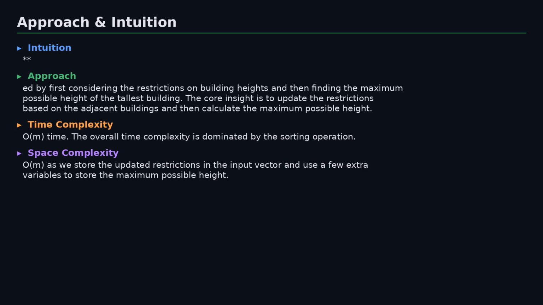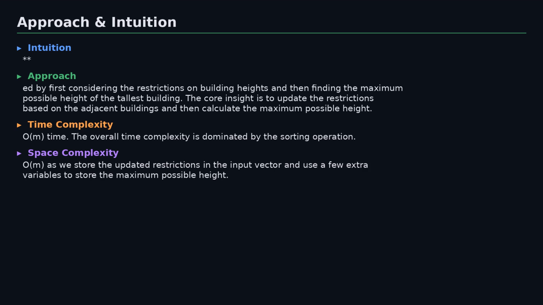Now, let's walk through the solution. We start by adding a restriction for the first building, and then we sort the restrictions based on the building index. This is because we want to process the buildings in order, from left to right. Then, we update the restrictions for each building, to ensure that the height difference between adjacent buildings does not exceed 1. We do this by iterating through the restrictions twice, once from left to right, and once from right to left. This way, we can update the restrictions based on the heights of the adjacent buildings.